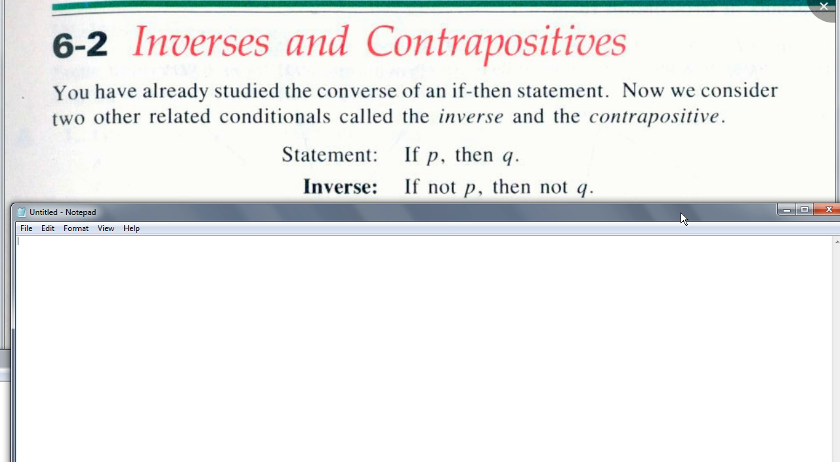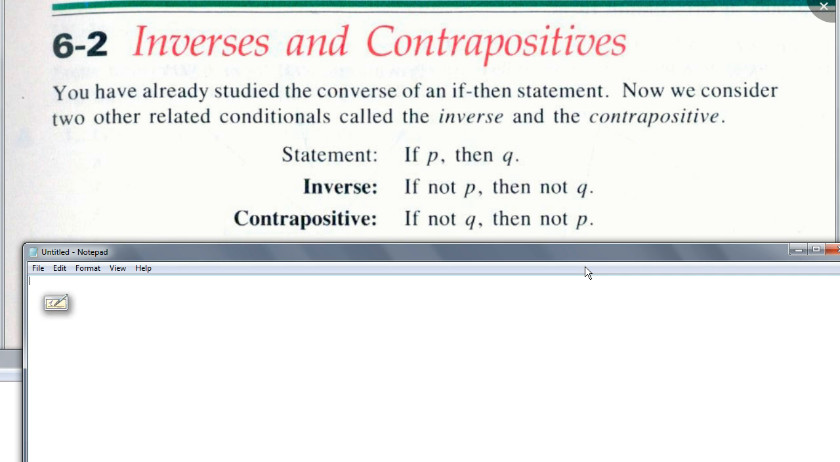Michael? If not Q, then not P. Correct. And it turns out, unlike the inverse, the contrapositive and the statement are both true or both false. If the statement is true, guess what? The contrapositive is also true. If the statement is false, the contrapositive is also false. We call it logically equivalent. So the statement and the contrapositive are logically equivalent. In other words, they're saying the same thing.